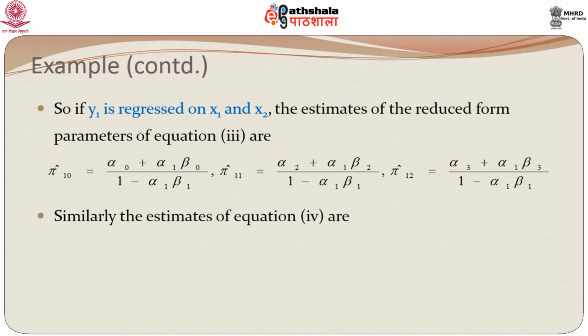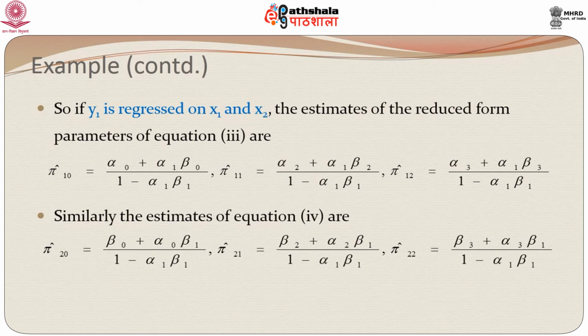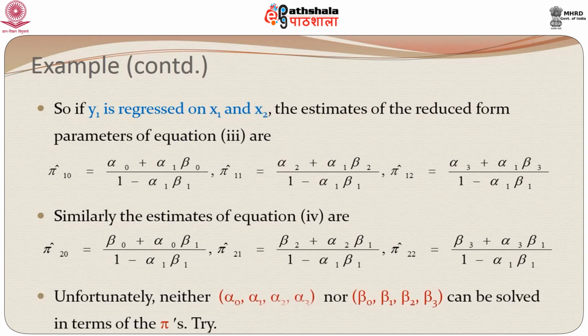Similarly, if you look at equation 4 and run a regression of y2 on x1 and x2, then we get the intercept pi 20 hat, the first slope as pi 21 hat and the slope of x2 as pi 22 hat. So, we get those two sets of equations. There are 6 equations involving how many parameters? There is alpha naught, alpha 1, alpha 2, alpha 3, 4 parameters from the first set, and beta naught, beta 1, beta 2, beta 3 from the second set. 6 equations in 8 parameters.